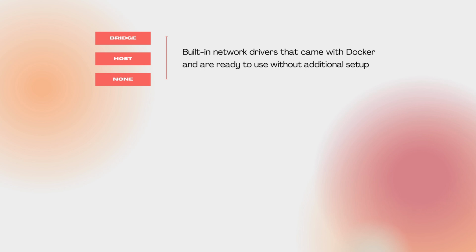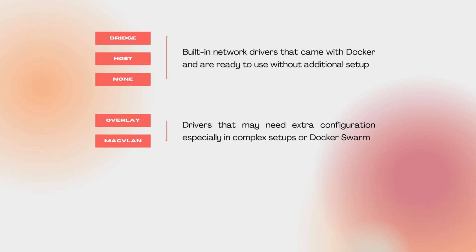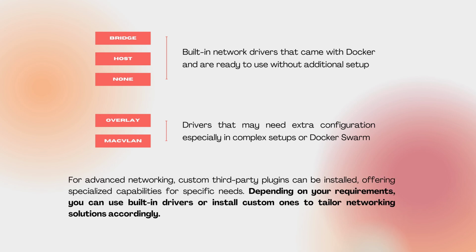Docker comes with built-in network drivers like Bridge, Host, and None, ready to use without additional setup. However, drivers like Overlay and MacVLAN may need extra configuration, especially in complex setups or Docker Swarm. For advanced networking, custom third-party plugins can be installed, offering specialized capabilities for specific needs. Depending on your requirements, you can use built-in drivers or install custom ones to tailor networking solutions accordingly.